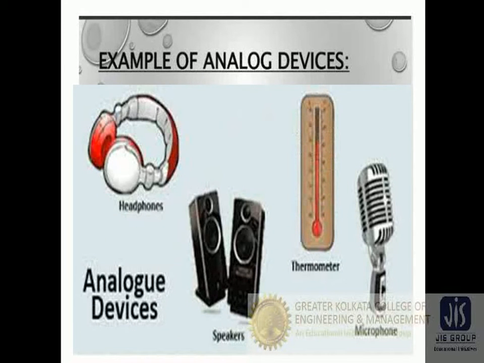This is an example of analog devices. Here we can see a headphone, a speaker, a thermometer, and a microphone. These are all analog devices. The headphone is the output of the audio system in analog form. The speaker is also an audio system output, analog signal output. It converts the electrical signal into sound.